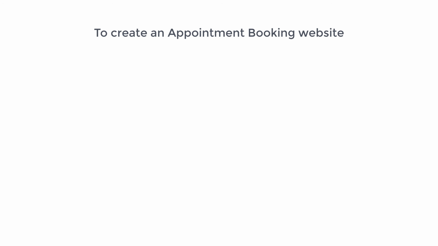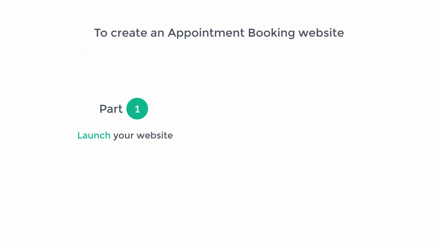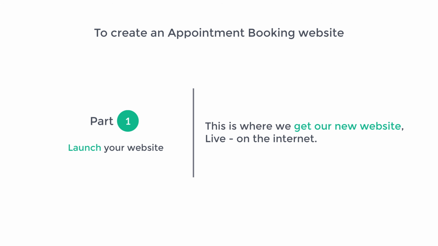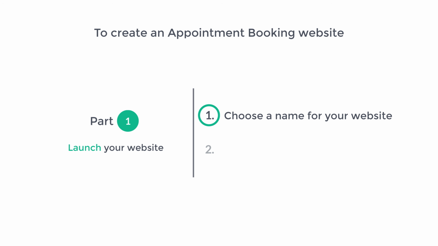Now we are going to create a website in just 4 parts. The first part is to launch your website. Now this is where we get a new website live on the internet. So to launch our website, we are going to do 2 steps. The first step is to choose a name for your website.